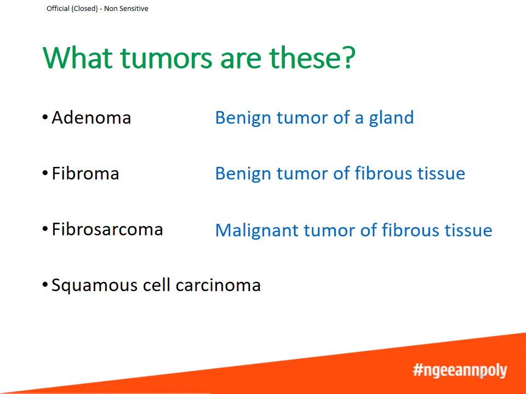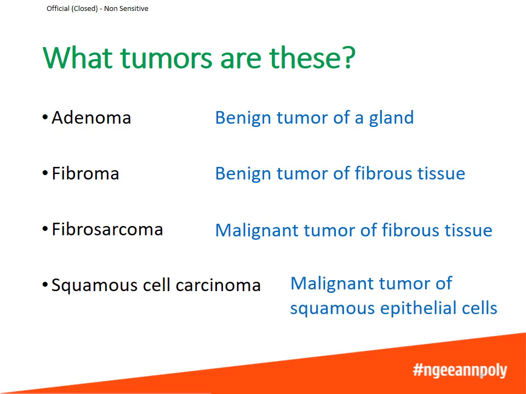Fibrosarcoma is a malignant tumor of fibrous tissue. So again, fibro is fibrous tissue and sarcoma tells you that this is a malignant tumor. Finally, squamous cell carcinoma is a malignant tumor of squamous epithelial cells. So squamous cells, I hope you recognize that these are a type of epithelial cells, and carcinoma indicates that it is a malignant tumor.